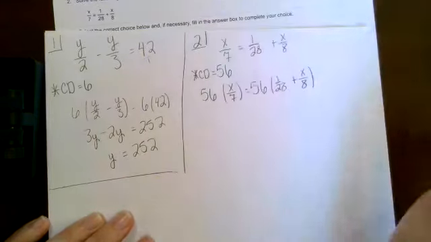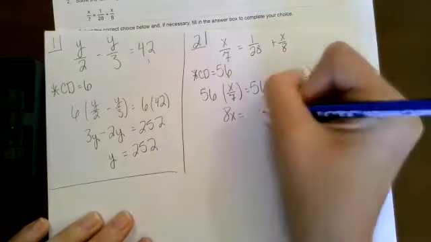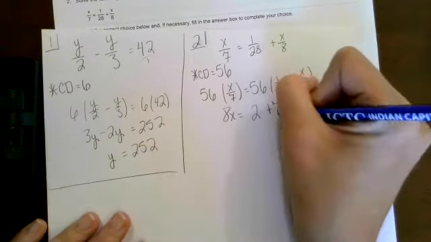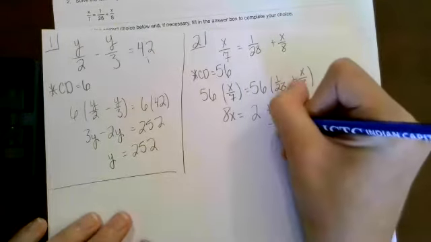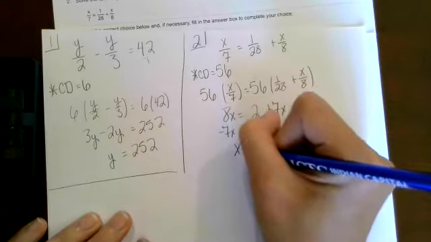So 56 divided by 7 would be 8x. 56 divided by 28 is going to be 2. 56 divided by 8 would be 7. Then we solve for x. So x equals 2.